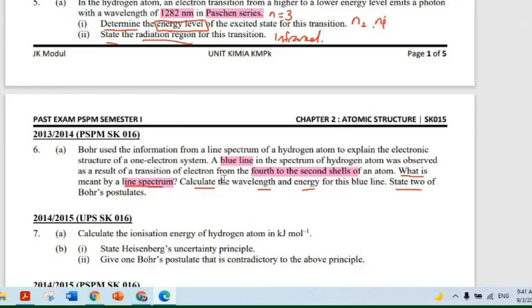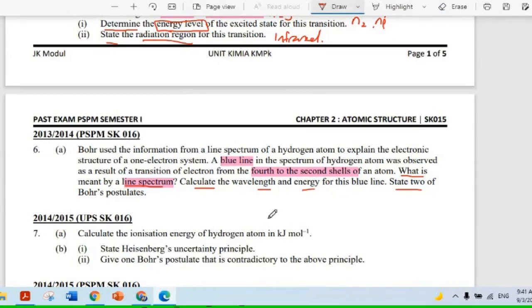I think I can, the blue line. Yes, very good, blue line, because only the Balmer series can show the color of the line. Okay, very good. So you know, right, fourth line, so this case is from n equal to 4, the higher energy level, to n equal to 2. The transition of the electron is from n equal to 4 to 2.